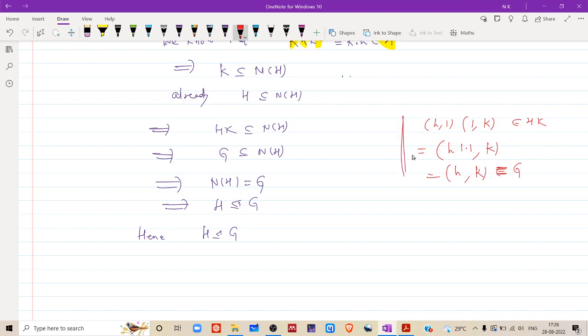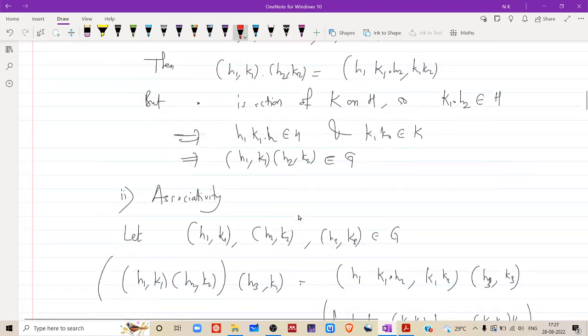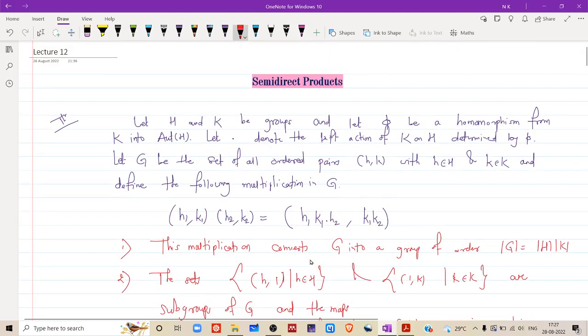So we have proved that this particular group satisfies all these conditions, because we have to define the map in that manner. Okay, so in the upcoming lecture we will discuss the semi-direct product, and the semi-direct product is nothing but the product of the subgroups H and K that were defined here.